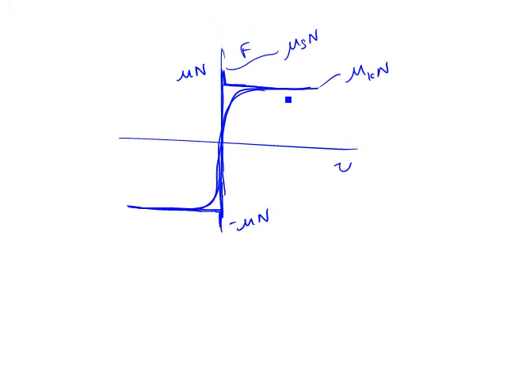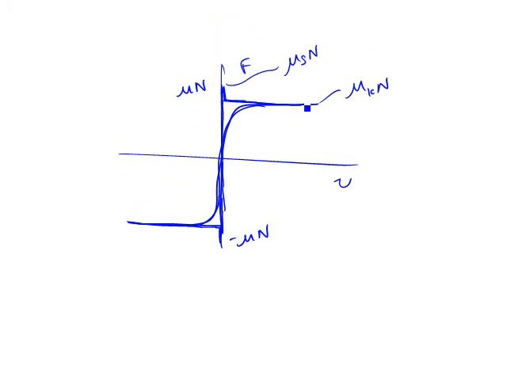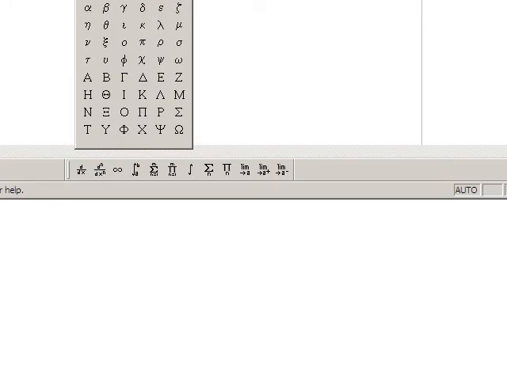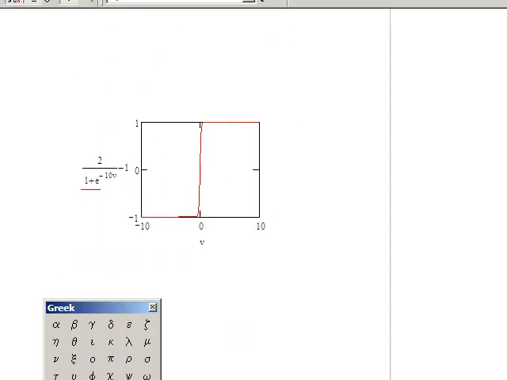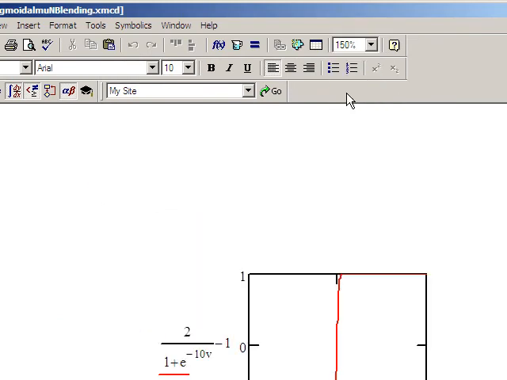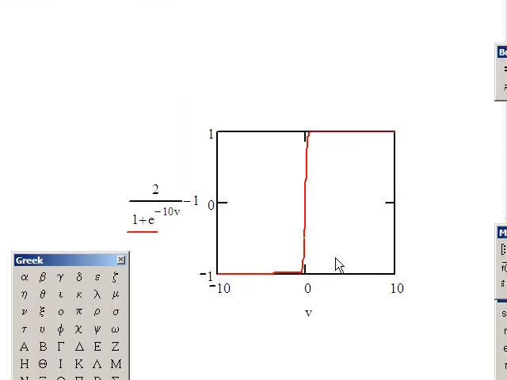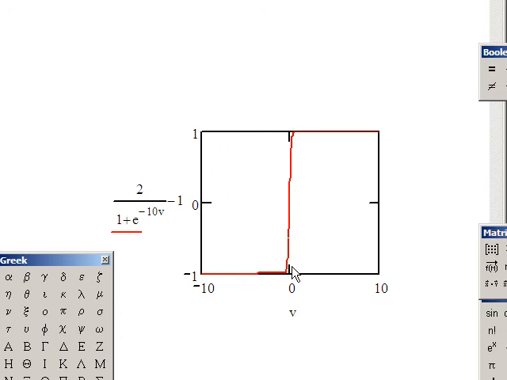So I took a simple shareware curve fitting program, and I put in a bunch of points that gave me this desired shape. And that curve fit algorithm, it was called Curve Expert, told me that I could get that shape using this kind of an exponential. Let me zoom in a little bit on this. Okay, here's 2 over 1 plus e to the minus 10v, minus 1.